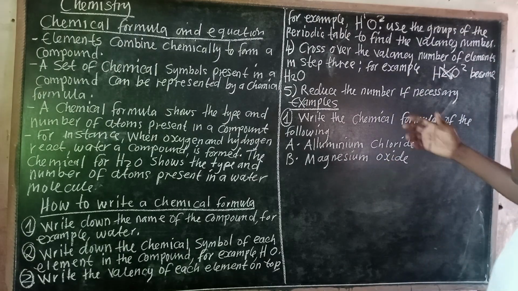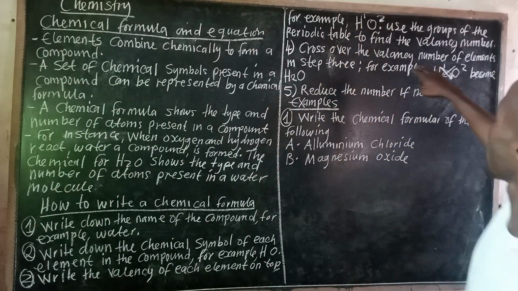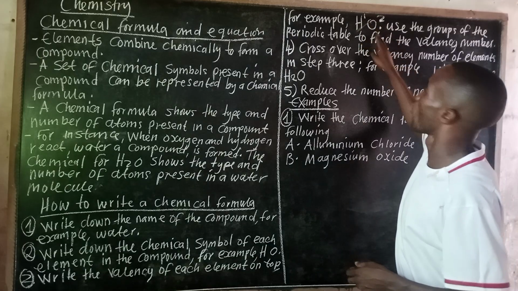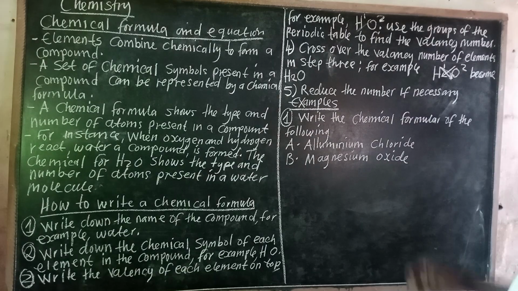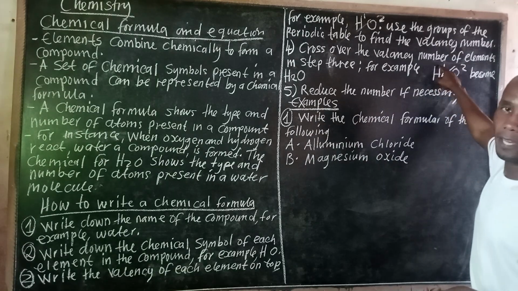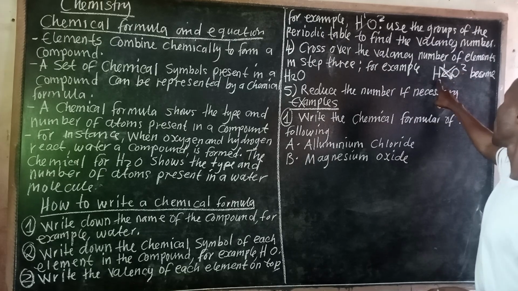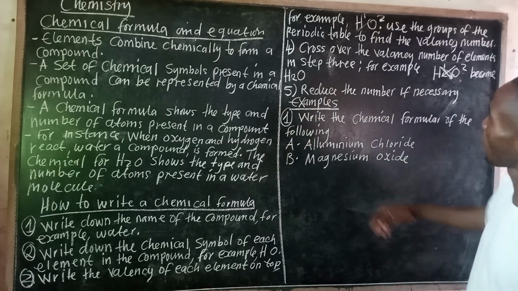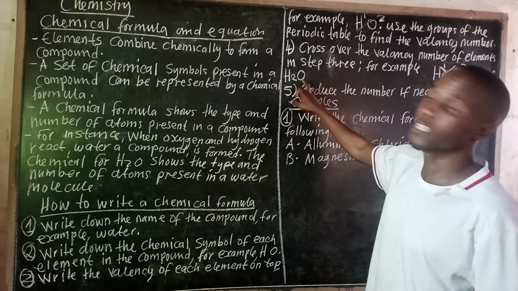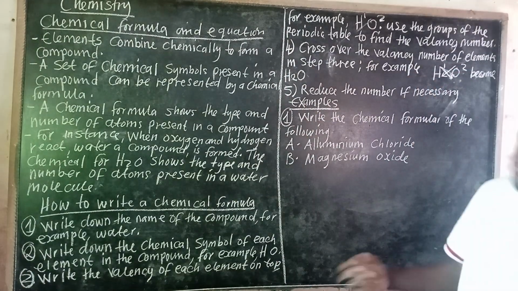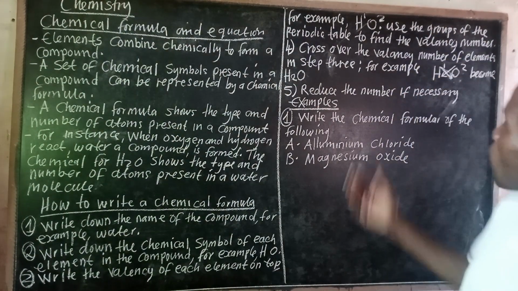Then cross over the valence number of elements in step 3. Those valences that we have in step 3, you have to cross them over. Okay. Now what happens after crossing them over? For example, we have H with the valence 1, then oxygen with valence 2, then you cross, meaning the 2 will come here, then the 1 will go there. Okay, and this will become what? H2O. This 2 is for oxygen, and this 1, which is invisible here, is for hydrogen. And by so doing, you have written the what? The chemical formula of that compound.